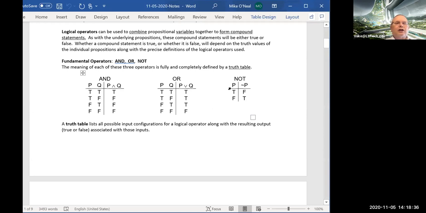Not is not the same sort of thing. Not is just an inverter. It takes whatever the value of P is and flips it. So where and or are binary operators, they need two things, a P and a Q, not just needs one thing. It's a unary operator, so it flips the meaning. If I say Mike is short, well, that's a true statement. If I say Mike is not short, that becomes a false statement, right? If I say Mike is handsome, that's a false statement. If I say Mike is not handsome, that becomes a true statement.